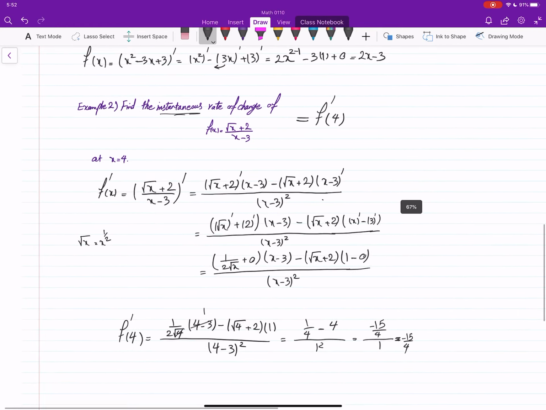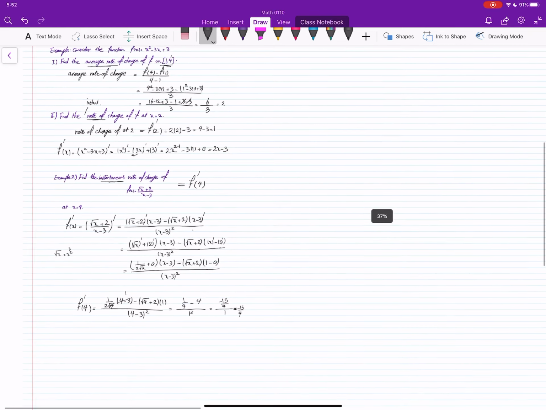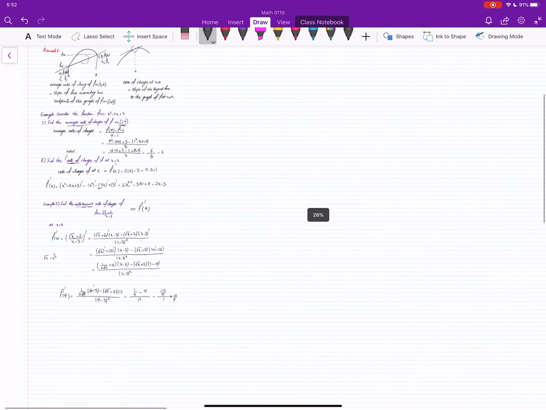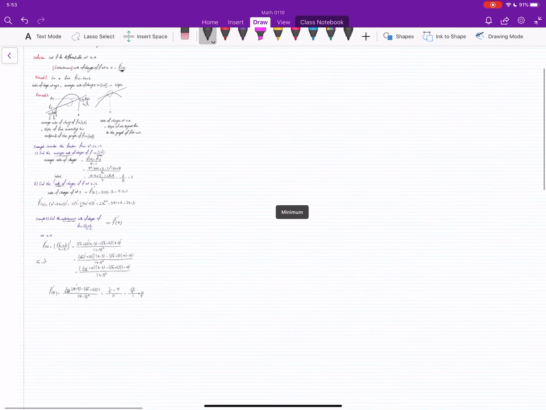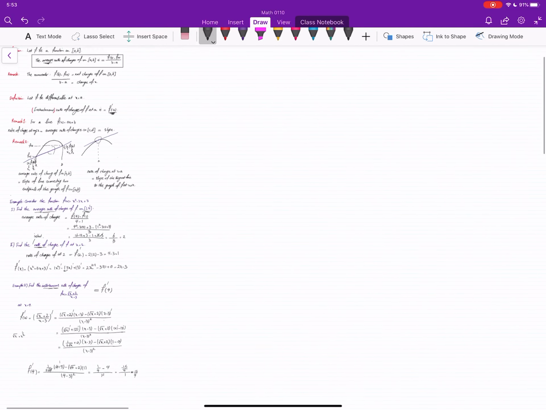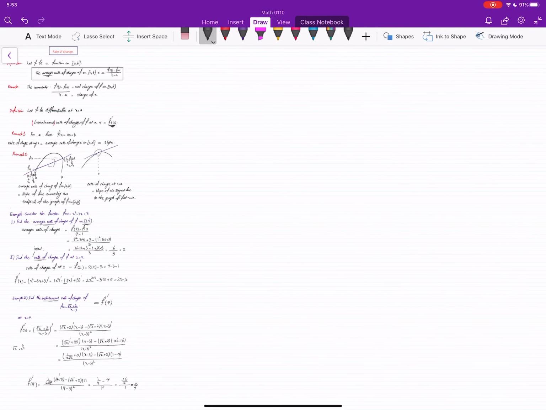Rate of change, we have two kinds: average, for which we need an interval, and instantaneous, for which we need a point. Instantaneous rate of change, or simply rate of change, is another word for find the derivative at that point.